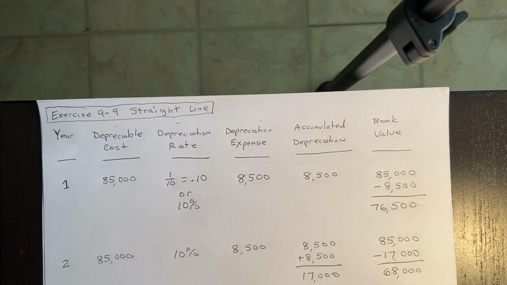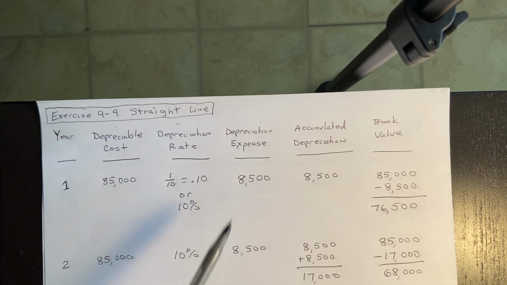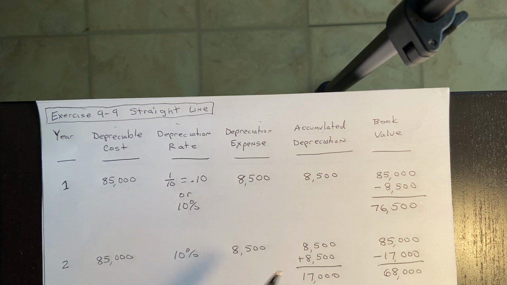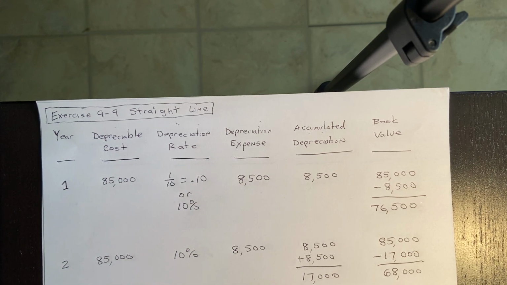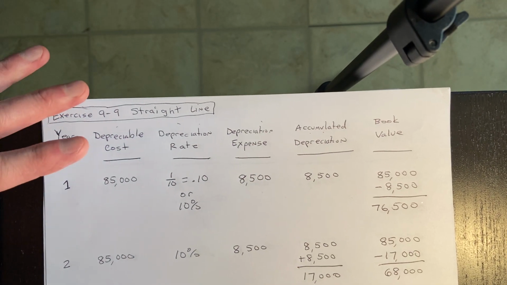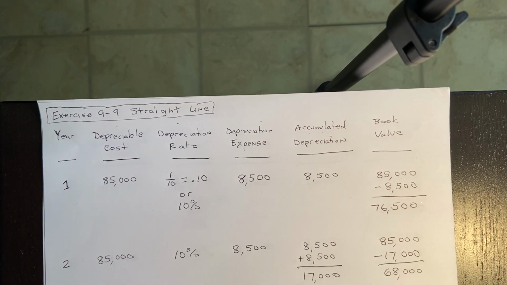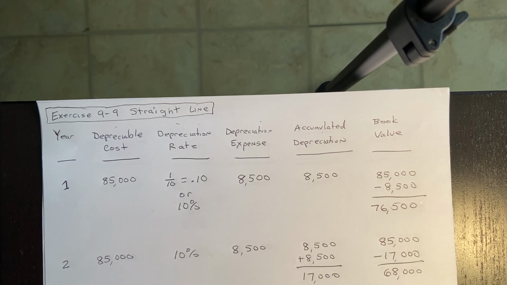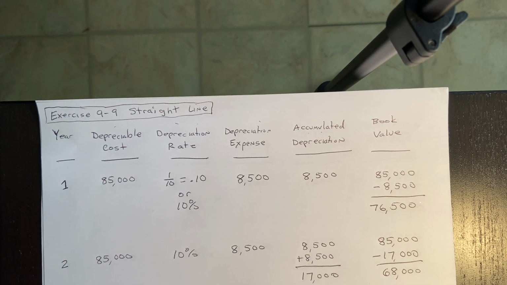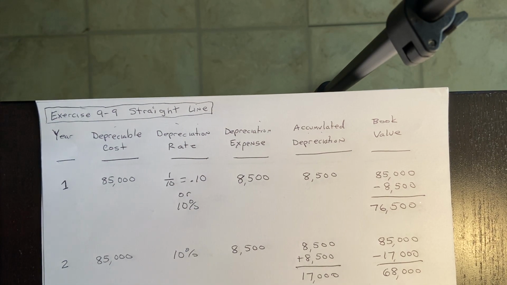So for part A of 9.9, the depreciation expense would be 8,500 each year. Accumulated depreciation would be 8,500, and then 17,000 in the next year, and book value. I like doing it this way. I think it's a lot clearer and more understandable. They do talk about it in the chapter. This is called a depreciation schedule. If you look at the solution that I gave you in the beginning of the semester, it really doesn't break it down this well. So that's part A.